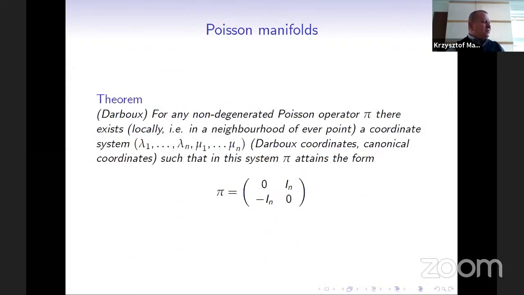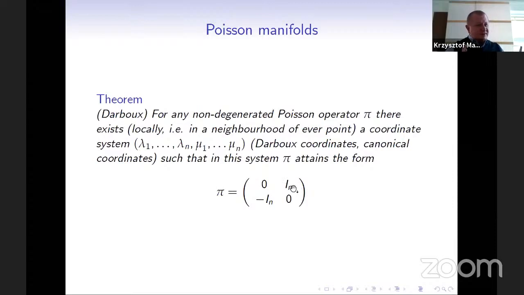One thing that one could mention about Poisson operators is that you can always find a set of local coordinates in any neighborhood of any point. If it is non-degenerate, then of course the manifold must have an even dimension. In a neighborhood of any point of such a manifold, where you have a non-degenerate Poisson operator, you can find so-called Darboux coordinates, in which the Poisson bivector or Poisson tensor attains this very well-known canonical form. I_N stands for the N times N identity matrix.